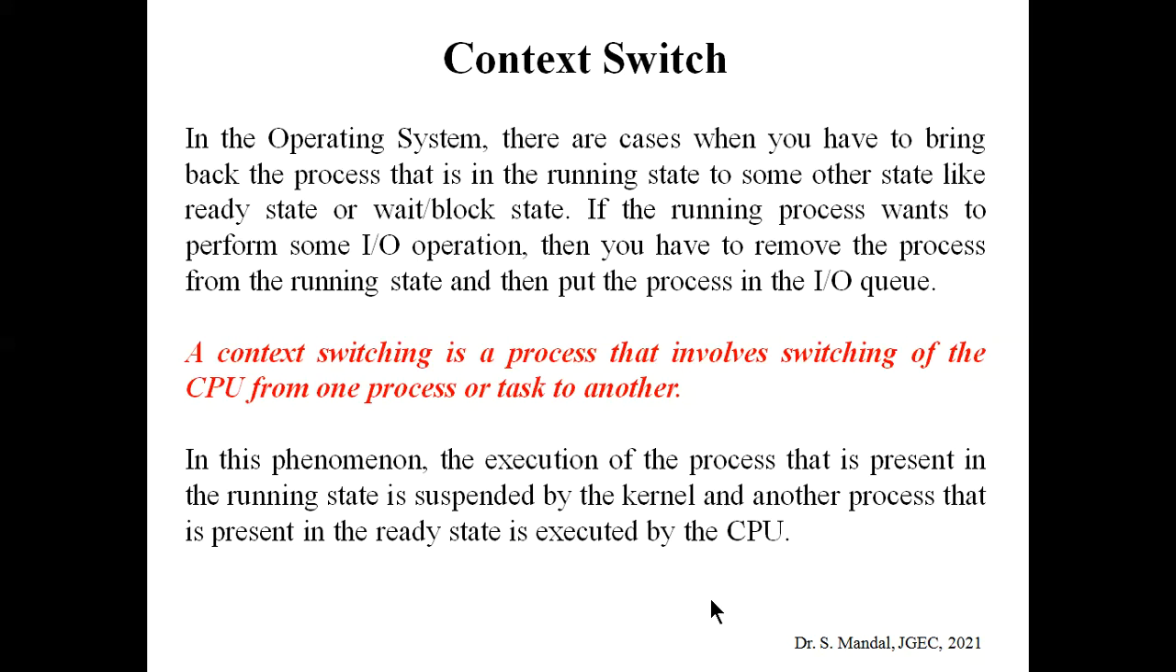Moreover, sometimes a process with higher priority comes into the ready state. At that time, what will happen? The current running process will be moved to the wait or block state, and the process with higher priority will be executed. That means we need to switch between two processes or two tasks. That is nothing but the context switch. A context switch is a process that involves switching of the CPU from one process or task to another, through which we switch between two processes or two tasks.